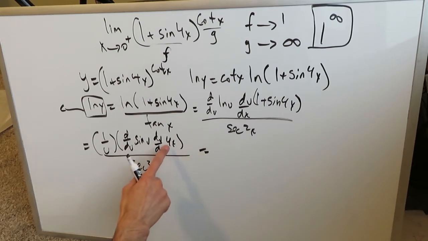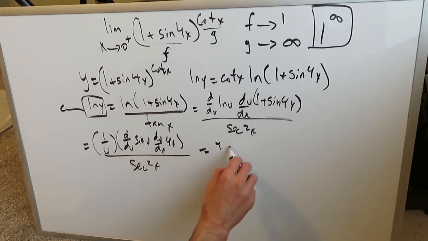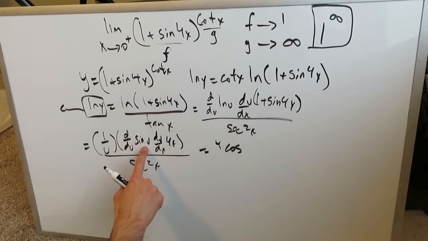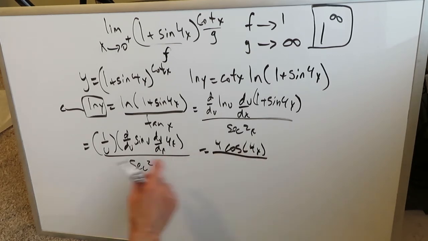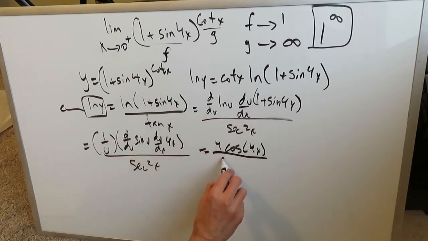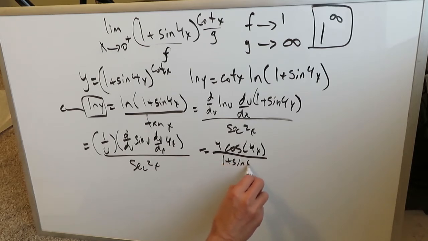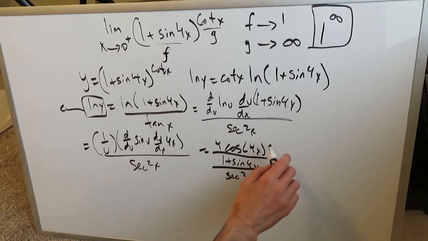What we end up with here is a 4 cosine, since the derivative of sine is cosine, but of 4x, right? We substitute back for v, giving 4 cosine 4x. What was u? u was 1 plus sine 4x, right? So we have 4 cosine 4x over 1 plus sine 4x, all over secant squared x.